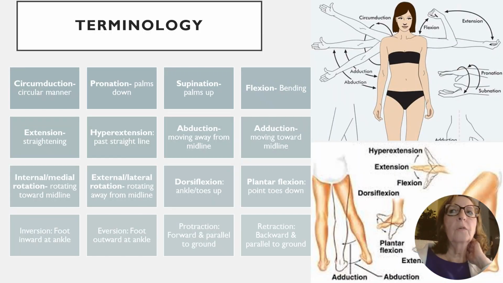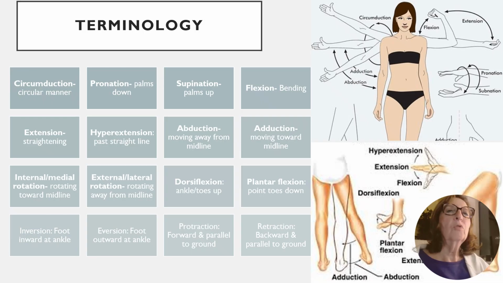Okay, so for this slide, you're going to need to make sure that you are very comfortable with the terminology. Circumduction is a circular motion that you're going to see primarily in the shoulders. Pronation, the palms are facing down. Supination, the palms are facing up. Flexion is a bending. Extension is a straightening. If you've got a hyperextension, it goes beyond the straight line.